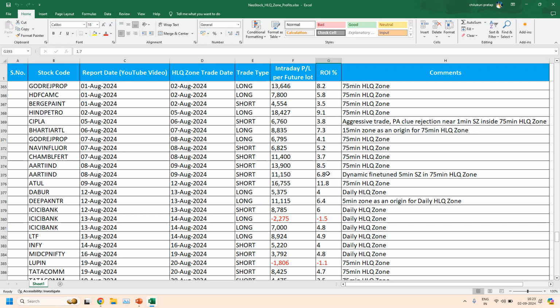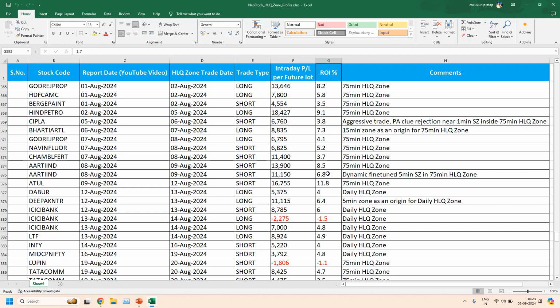And this is a proof of concept for people on how our HLQ zones are performing. The new members who will be joining our channel, these statistics are like a proof of concept. It's a proof. They will believe only by seeing the data. They will get confidence by seeing the data. And whoever is going to take our premium services, this data is a confidence for them.